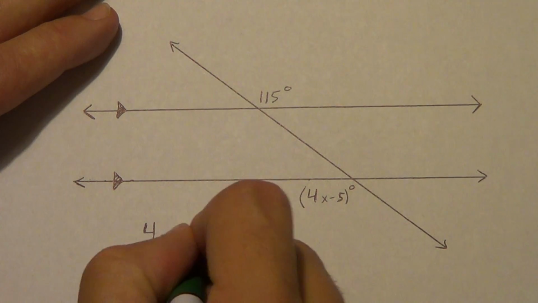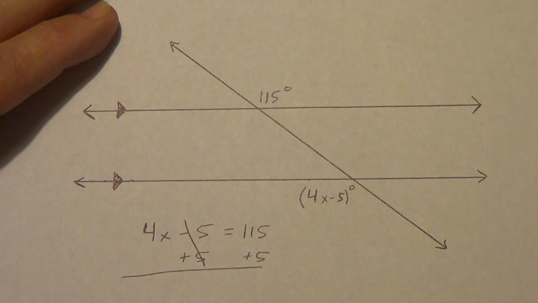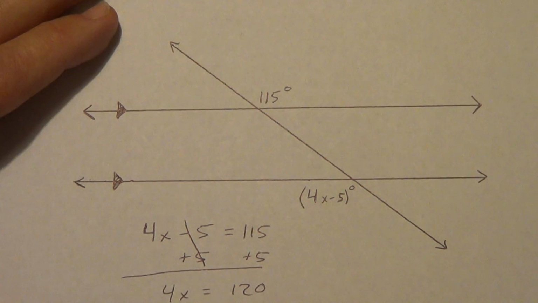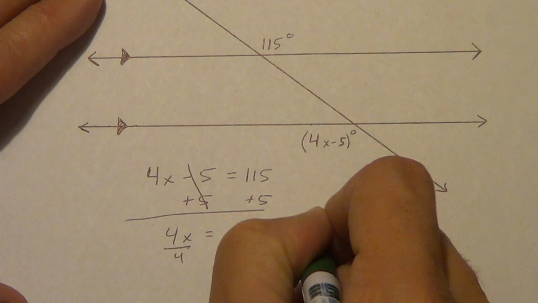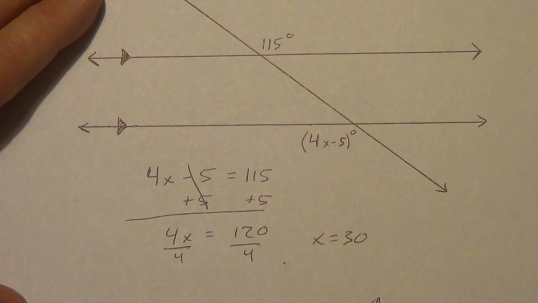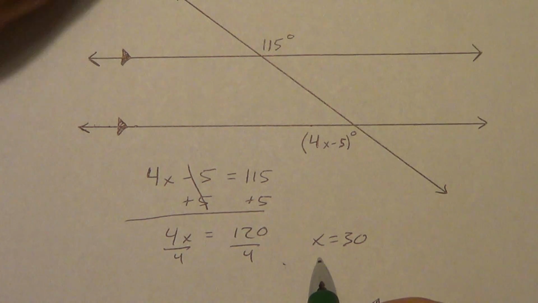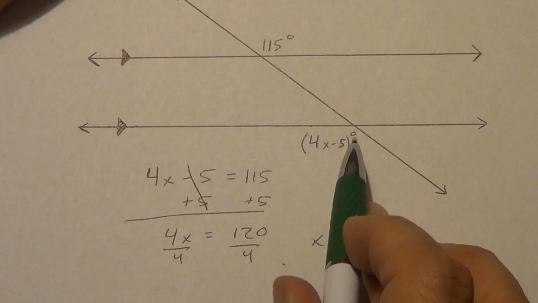Well, that's pretty easy to solve. We add 5. This cancels out. 4x equals 120. We divide by 4, and we get x equals 30. Now, we don't really need a label on that, okay? It's not units, because it's not like inches or feet. It's really degrees, but you'll see we already have a degree symbol right here.